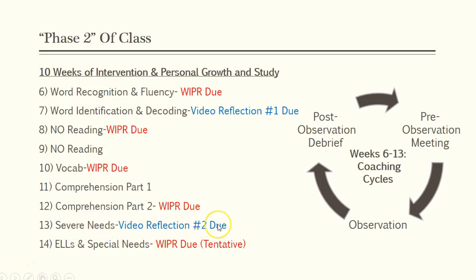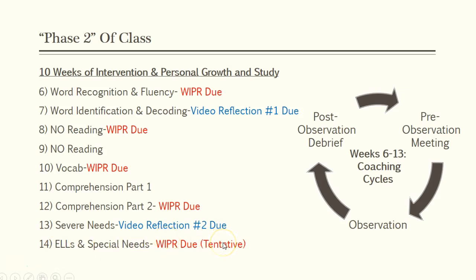Video reflection number 2 is due. And if you feel that you have a student who falls into the severe needs category or the ELL and special needs category, you might want to jump into these chapters and assigned readings a lot sooner. And then week 14, we talk about ELLs and special needs. You also have a WIPR due.